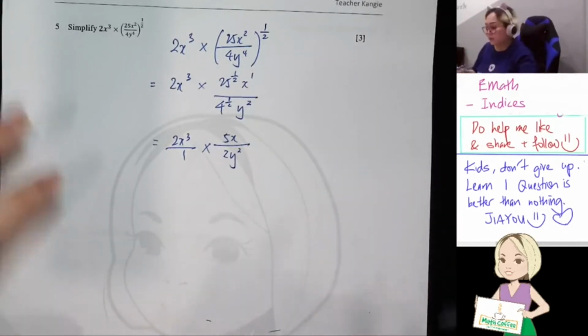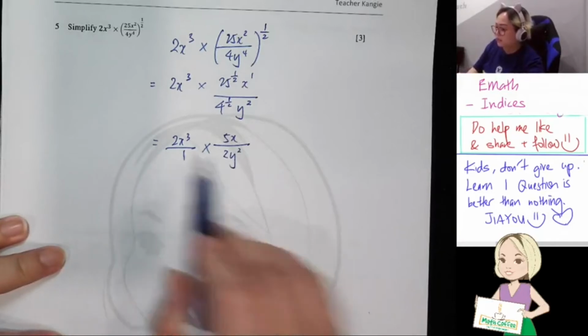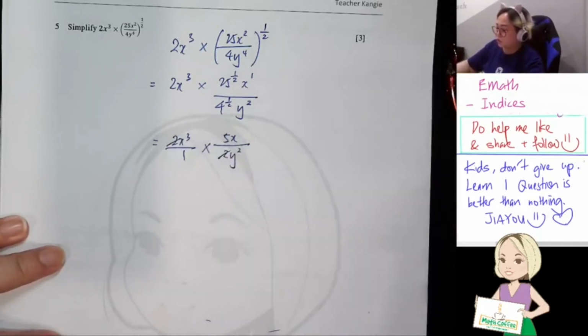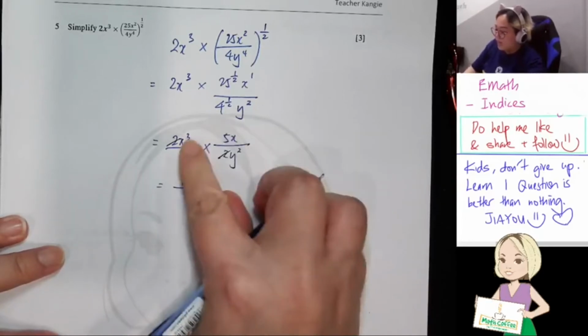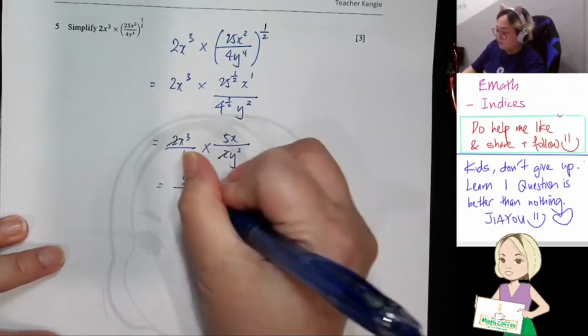So what I can do is I can combine now into a single. So I can cancel the 2, 2. Do you see that the diagonal got 2? I can cancel the 2 and the 2. So now I will have 5 x cubed times x. So I have x to the power of 4. Denominator I have a y squared.